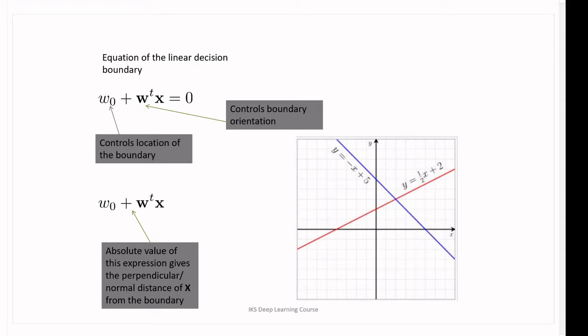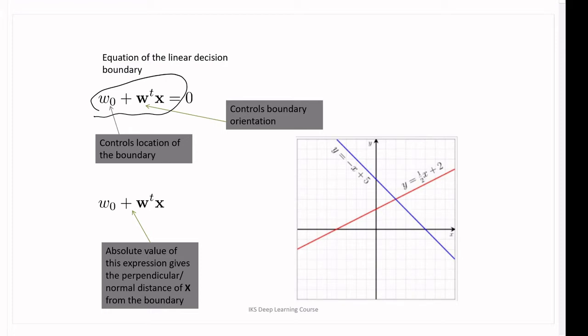Now, if you look at this quantity out here, this basically defines the equation of a line when you are dealing with problems where the number of features is 2. If you are dealing with problems where you have more than 2 features, then this equation describes a decision boundary consisting of a plane or a hyperplane. The parameters of this equation do affect how the boundary is going to be placed and how it is going to be oriented.